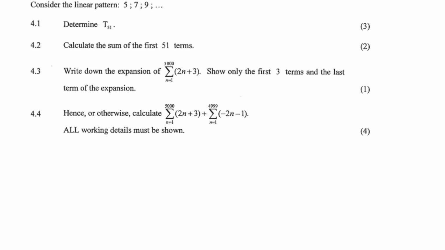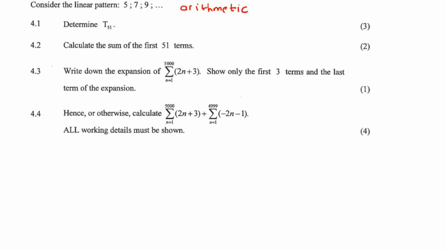So here we have a linear pattern. Now, linear is also arithmetic. It's quite surprising that they use the word linear. Usually they use the word arithmetic instead of linear. But there it is. So they want us to determine term 51. So to do that, we need the formula.